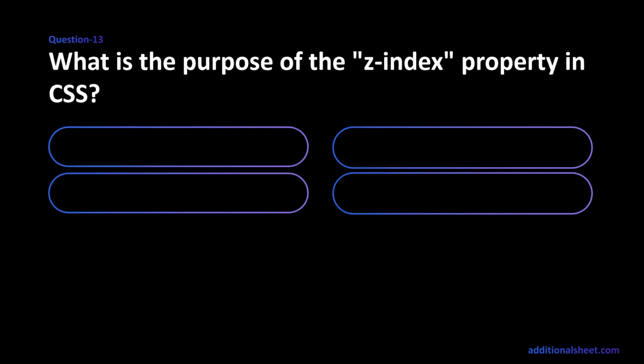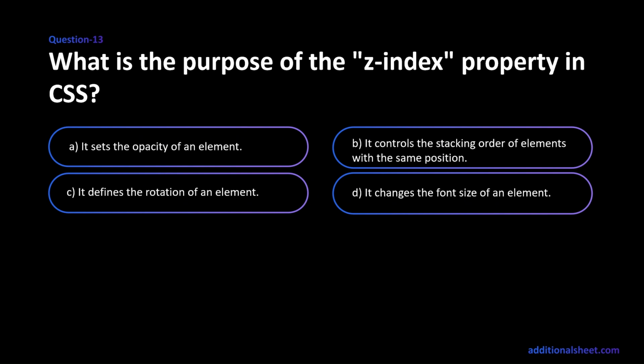Q13. What is the purpose of the z-index property in CSS? Options are A. It sets the opacity of an element. B. It controls the stacking order of elements with the same position. C. It defines the rotation of an element. D. It changes the font size of an element.